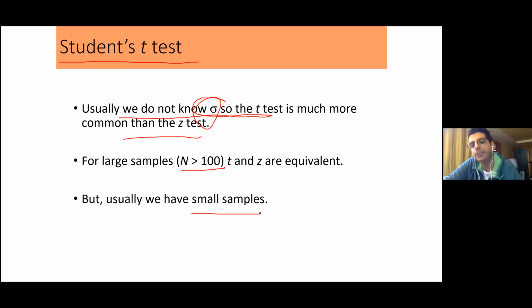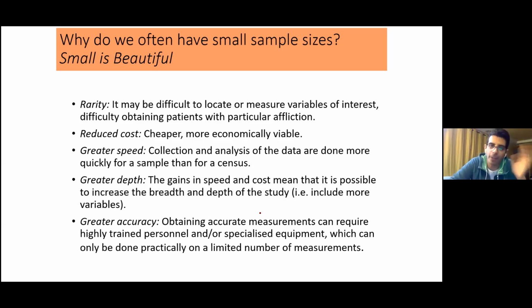And he goes on to really tell you that small is beautiful, right? Small samples are really good to work with. Why? Because if you have a really rare disease, like Fanconi anemia, you might go through all of Saudi Arabia and just find like 20 cases.